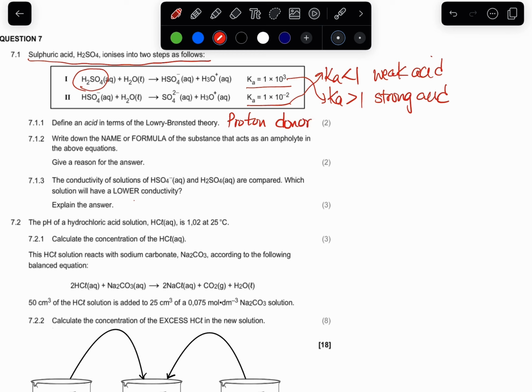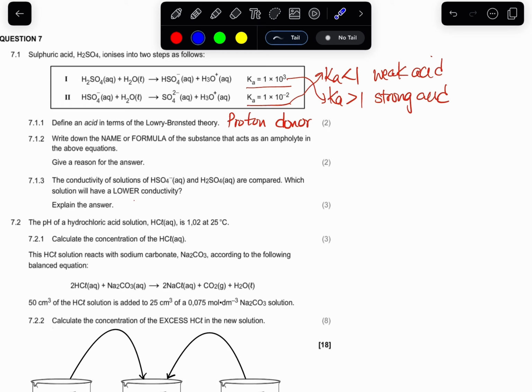Now 7.1.2, it says write down the name or the formula of the substance that acts as an ampholyte in the above equation. What is an ampholyte? We need to understand what an ampholyte is. An ampholyte is a substance that has properties of being a base and an acid at the same time. So an ampholyte is a substance that acts as a base and also acts as an acid. So let's look at the above equations.